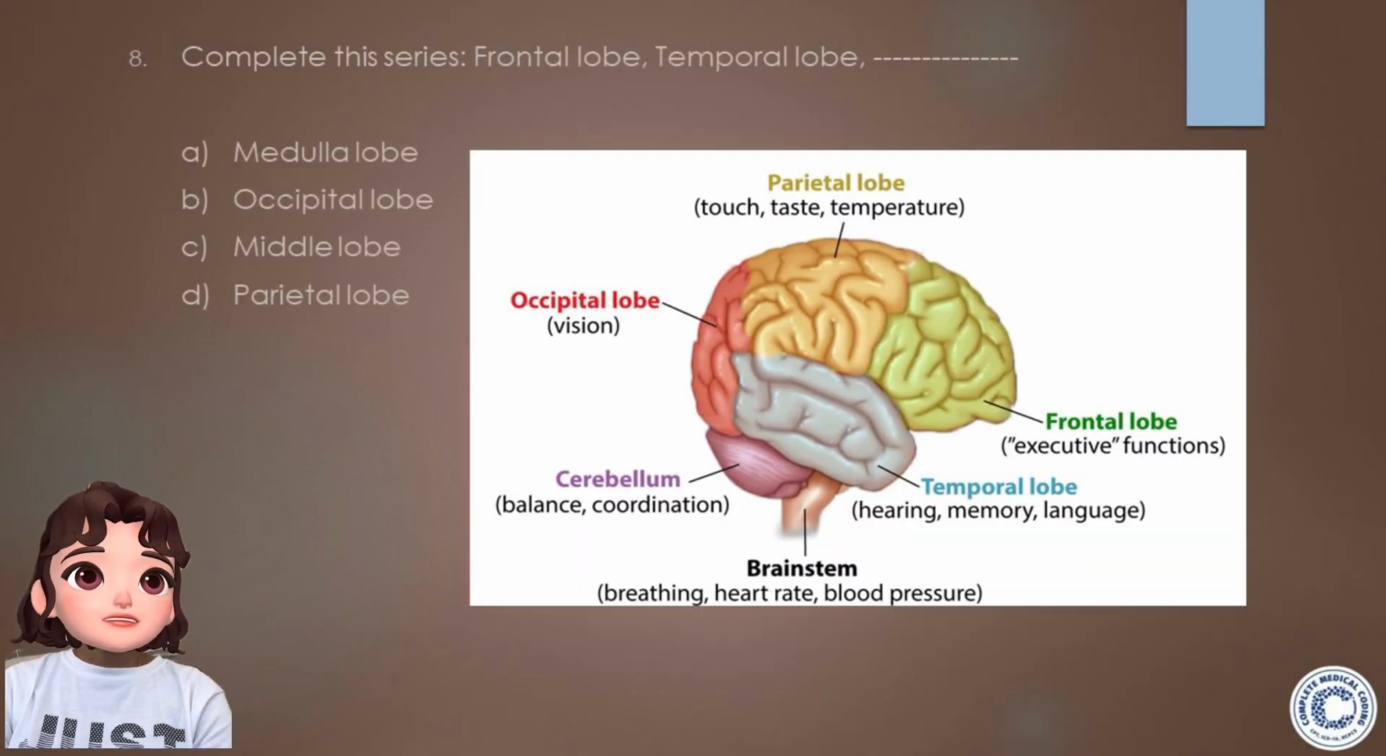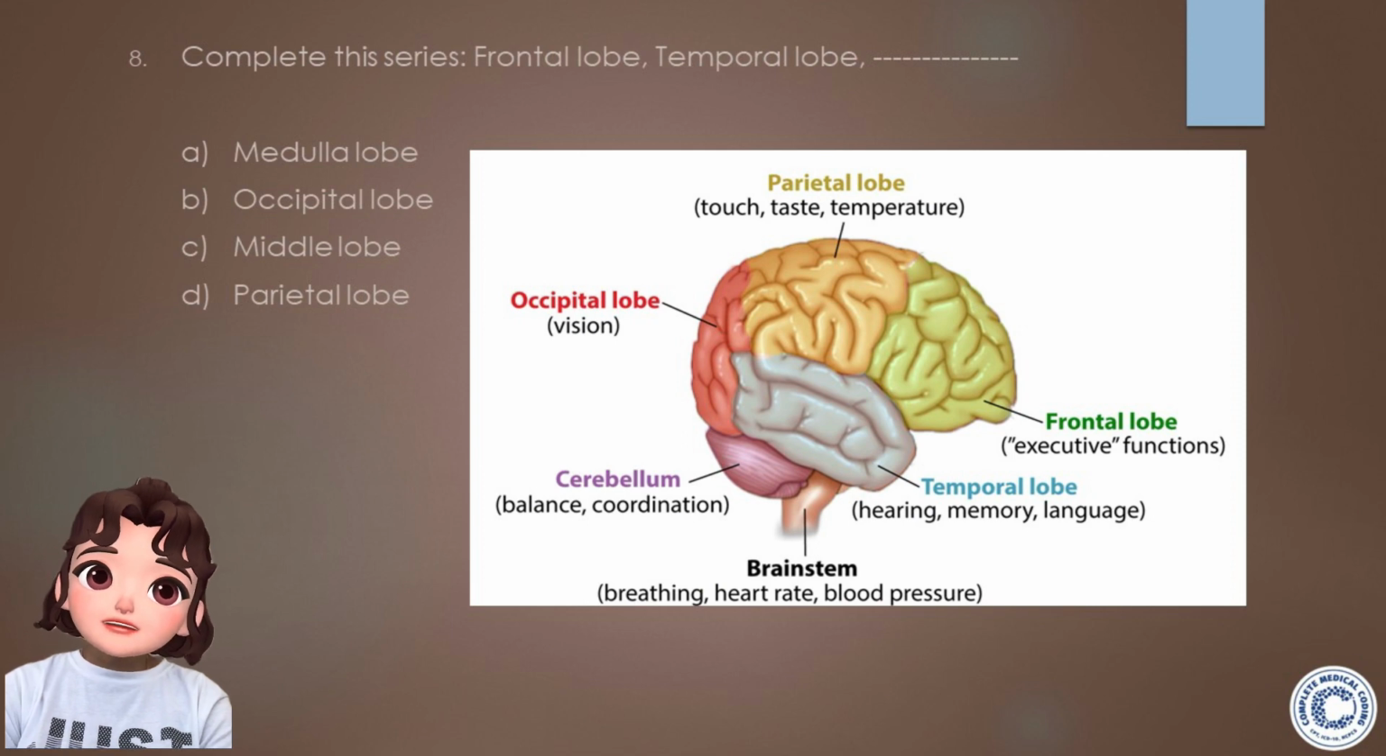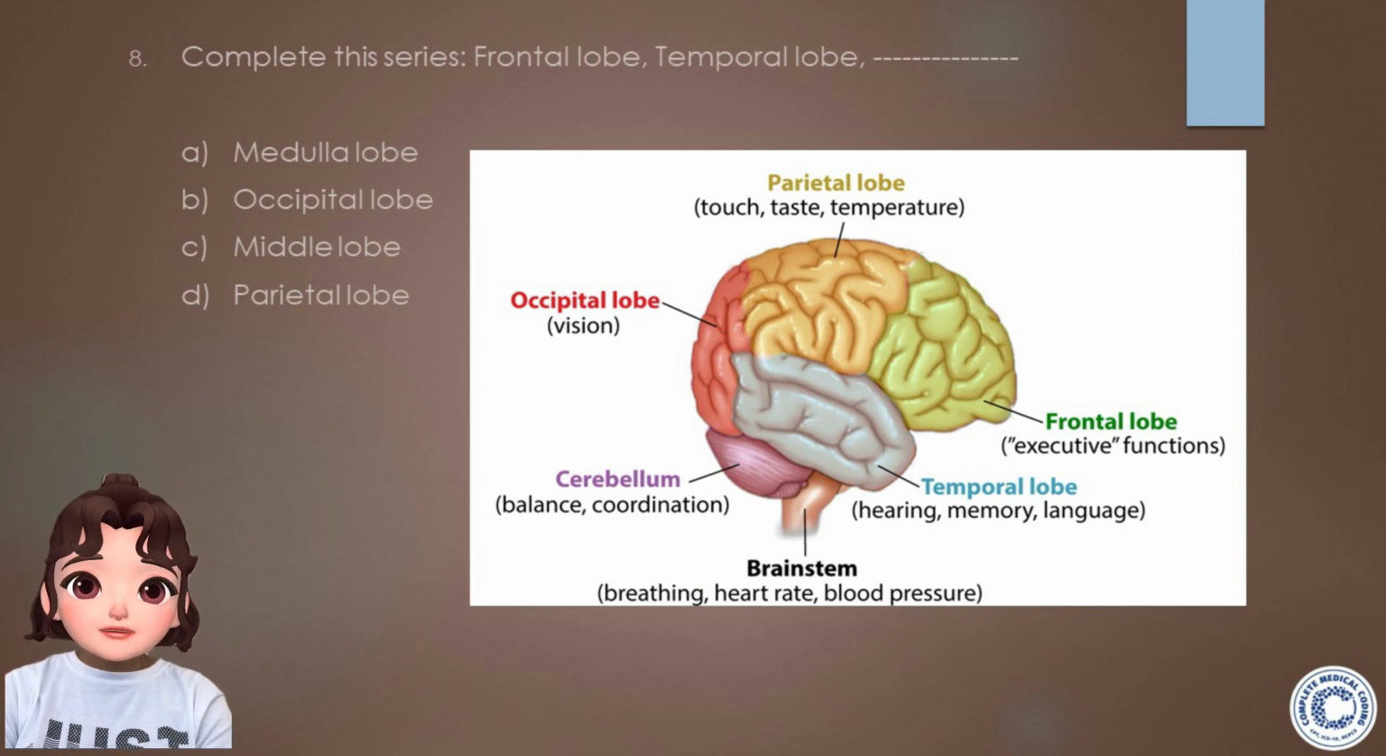Now complete the series. Frontal lobe, temporal lobe. What is next? So in the picture you can see where is frontal lobe. See, frontal lobe. After that it is temporal lobe. Then comes the occipital lobe. Next is the parietal lobe. 4 lobes of the brain. Frontal lobe, executive functions. It performs executive functions. Temporal lobe is for hearing, memory and language.